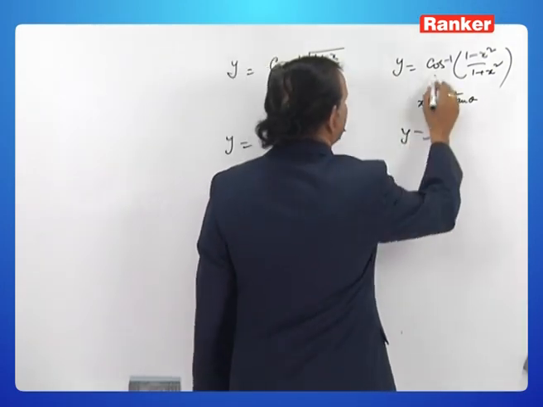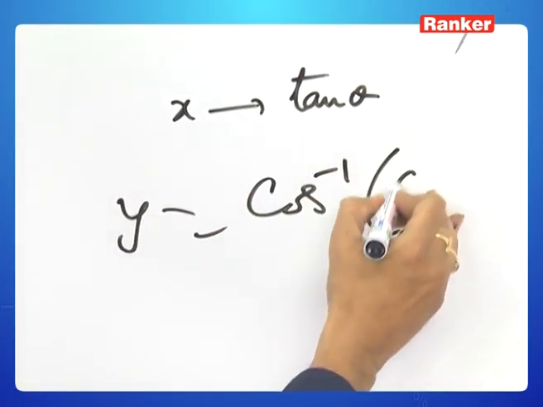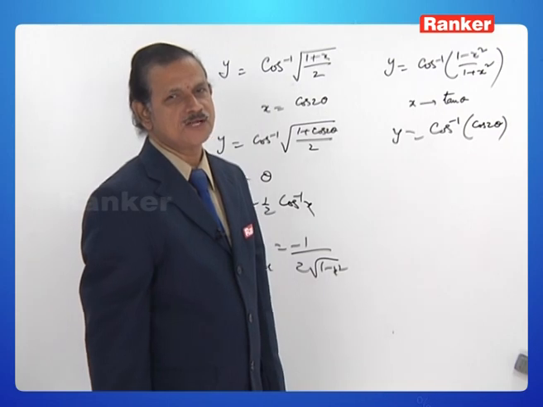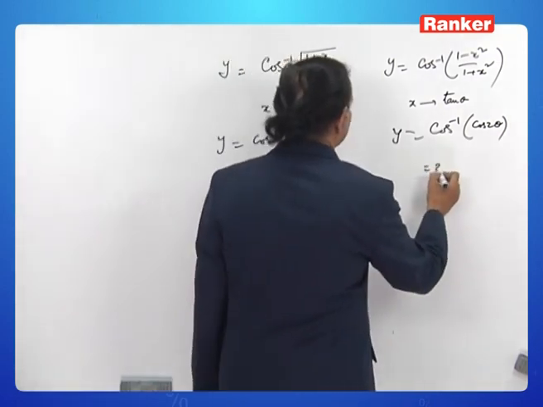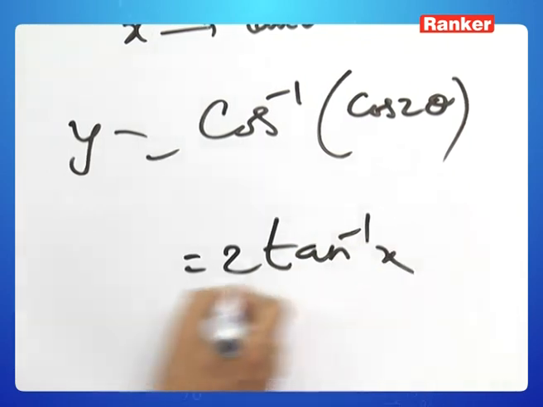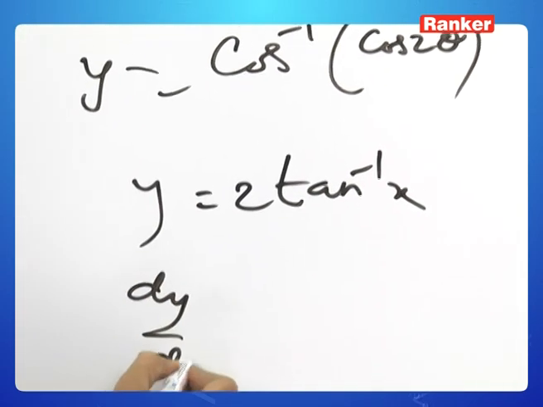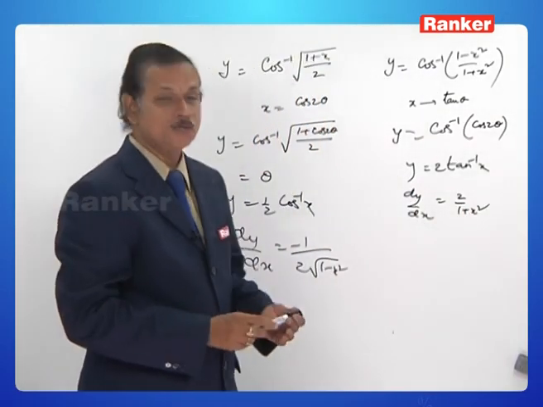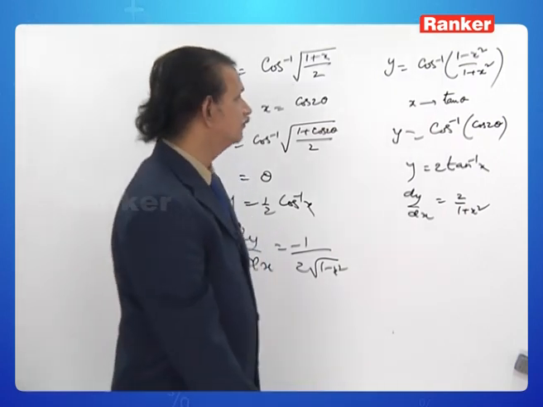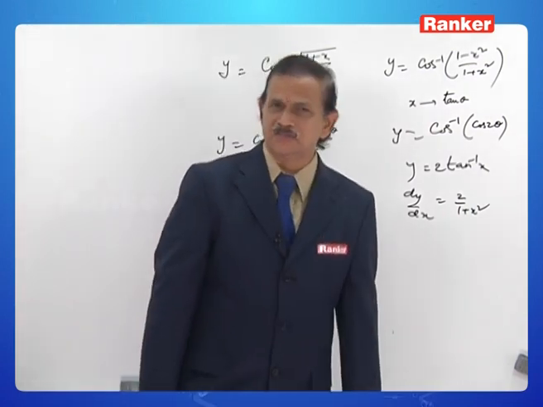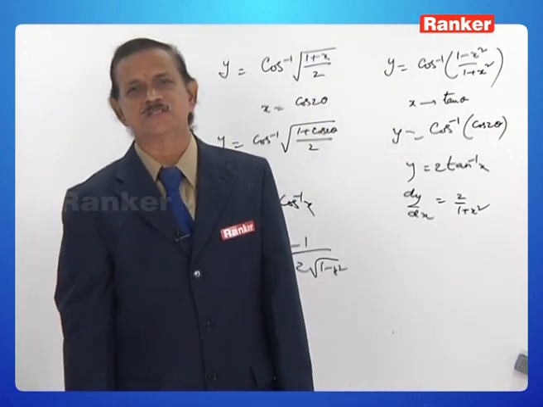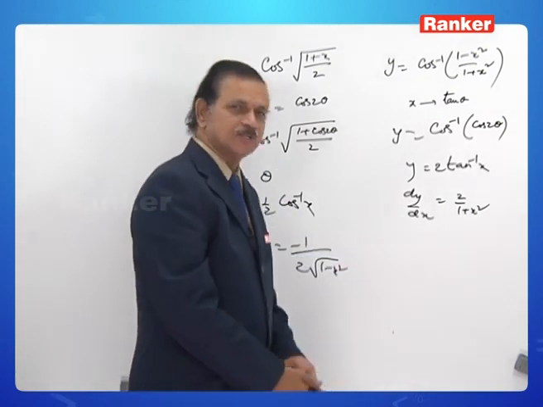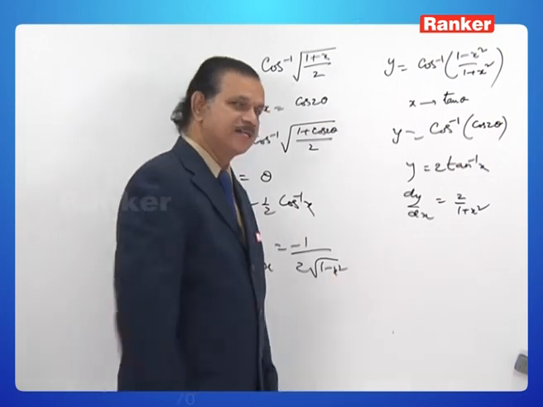Then y is equal to cos inverse of 1 minus tan square theta by 1 plus tan square theta. Cos inverse of cos 2 theta is 2 theta. Therefore it is 2 tan inverse x. Hence dy by dx is therefore equal to 2 by 1 plus x square. Good. Not only with sine inverse and cos inverse, even with tan inverse functions also, you can choose a suitable trigonometric ratio so that the given function can be simplified first and then we find its derivative.